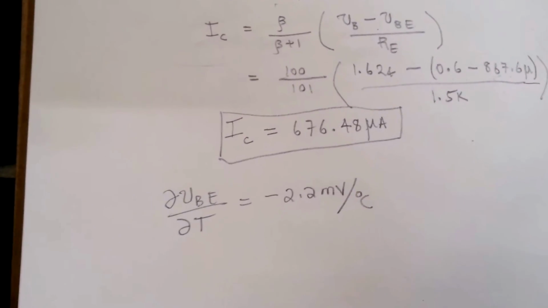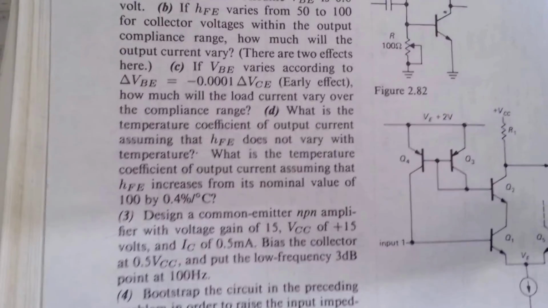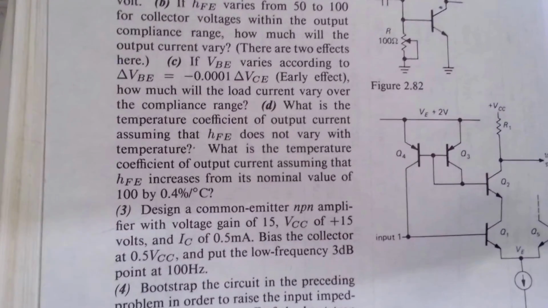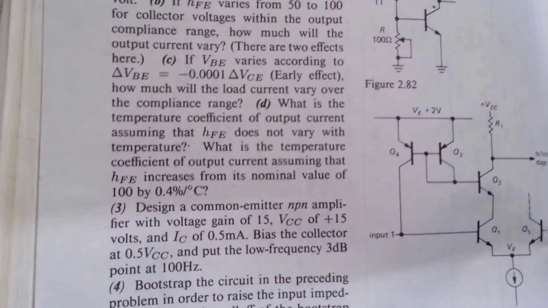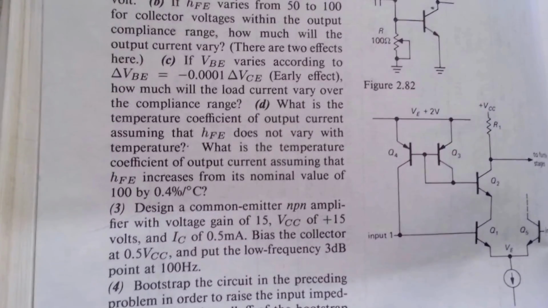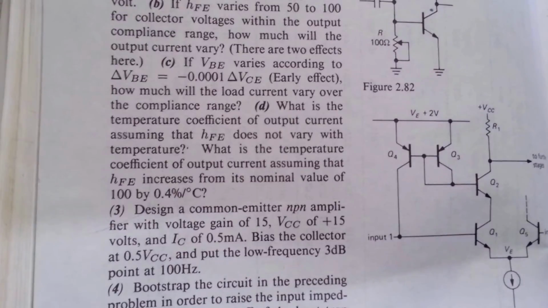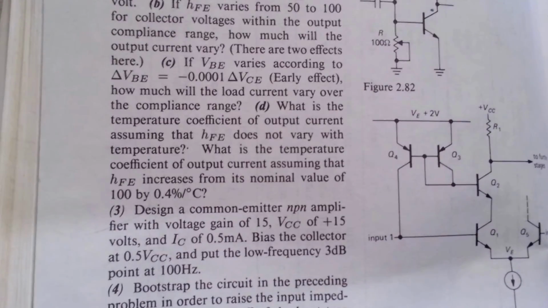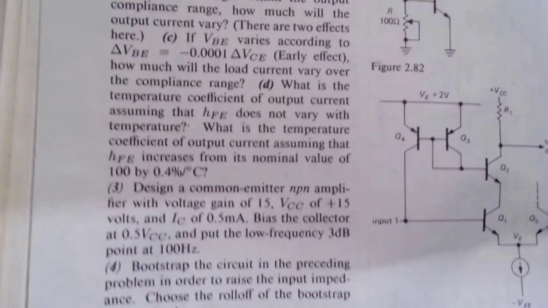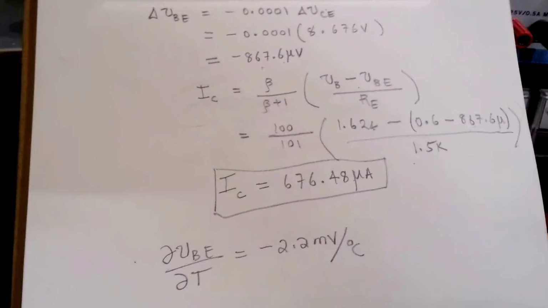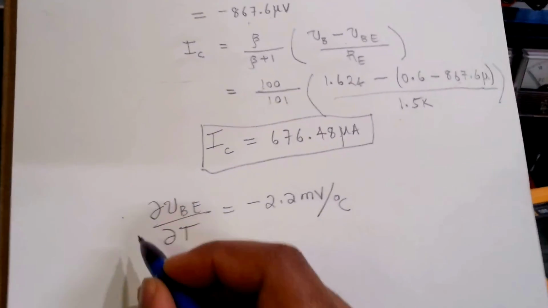And now we'll continue and solve the last part of part D. The last part of part D says, what is the temperature coefficient of the output current assuming that HFE increases from its nominal value of 100 by 0.4% per degree C. So we'll go ahead and solve that. Actually, sorry, we're not going to go ahead and do the last part of it.